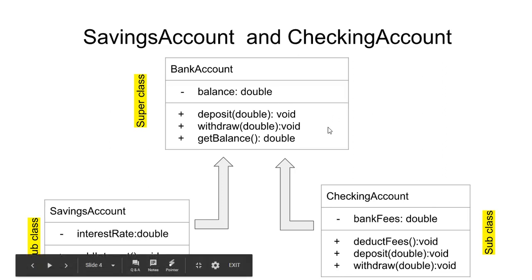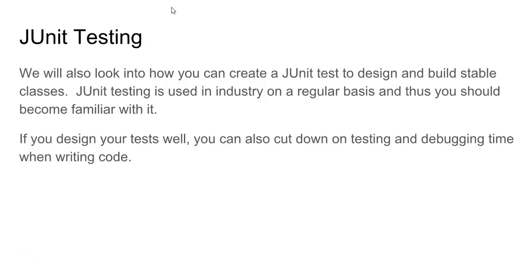While we are also working on these examples, we are going to look into what's called JUnit testing. JUnit testing is a way to design and build stable classes. It's used in industry quite a bit, and so you should become familiar with it. And if you design your tests well, you can also cut down on testing and debugging time when writing code. So we're going to jump over to Eclipse here. I have some of the code pre-written and we'll be just talking through it. Other parts of the code we will be writing some code for.